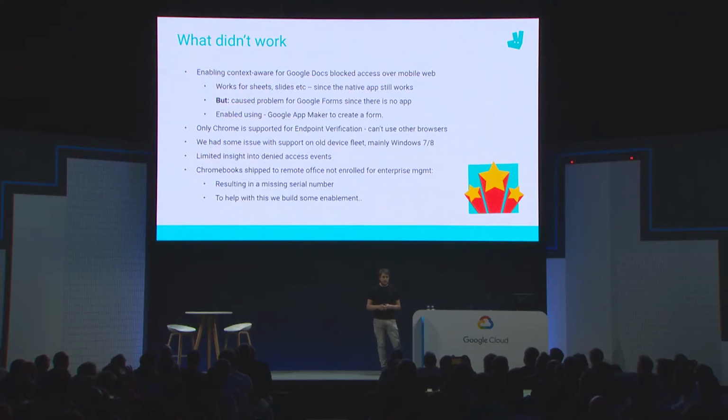So I want to go into a bit of detail about what didn't work and what could have been a bit better for us. And I think some things are summarized on this slide, and really it's around the fact that a few things were blocked by context-aware access, and this is important to consider, and the impact to your users. So enabling context-aware access for Google Docs blocked access over mobile web because it doesn't provide the context back. And so this worked for things like the mobile apps for Sheets, for Docs.